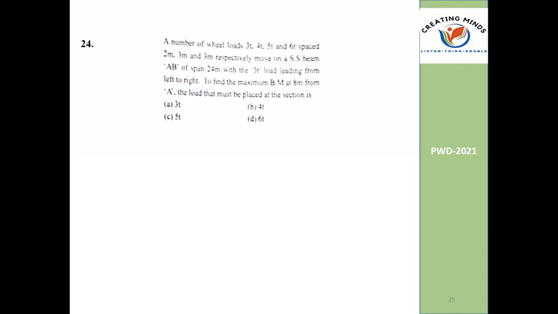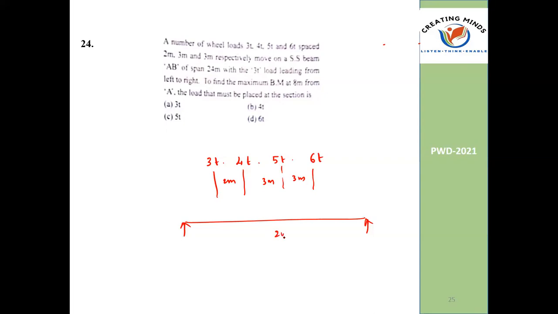A number of wheel loads, 3 ton, 4 ton, 5 ton and 6 ton, are spaced 2 meter, 2 meter, 3 meter, 3 meter respectively on a simply supported beam of span 24 meter. The 3 ton is leading. See, this is very, very important. The 3 ton is leading.